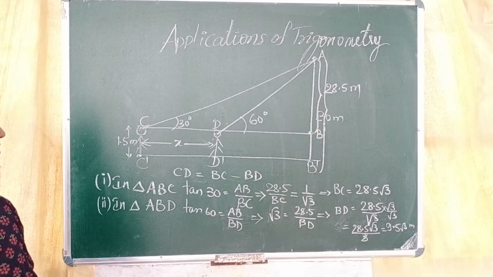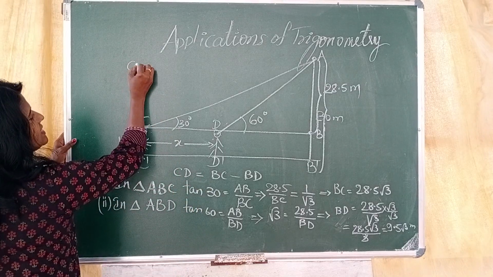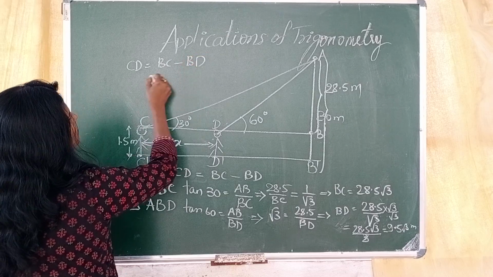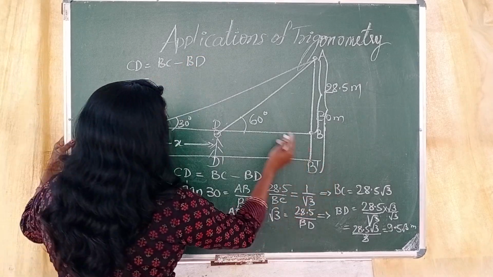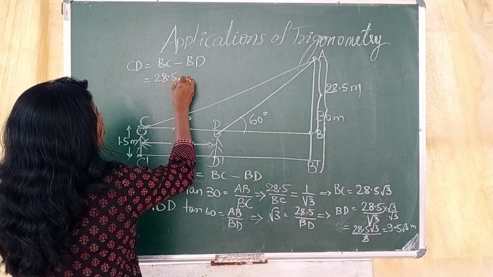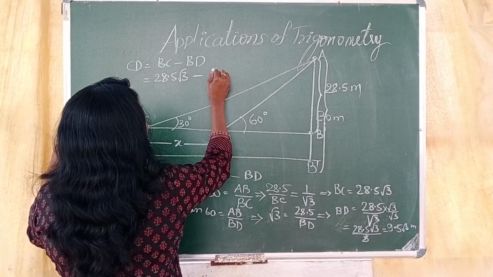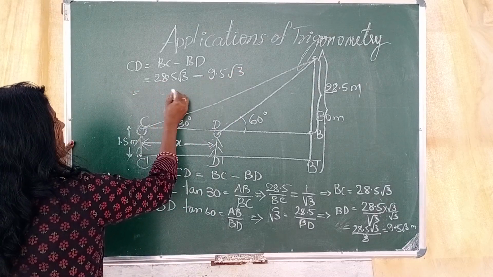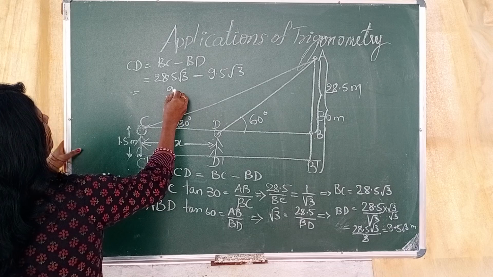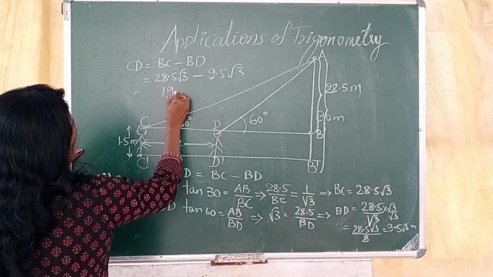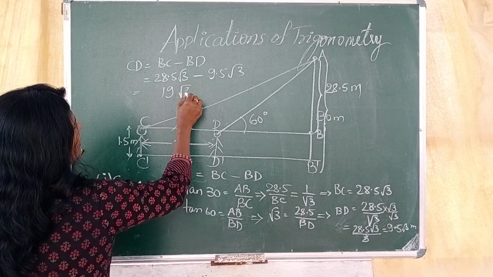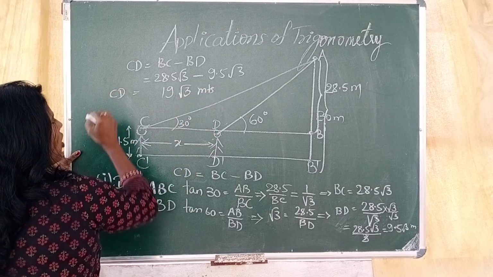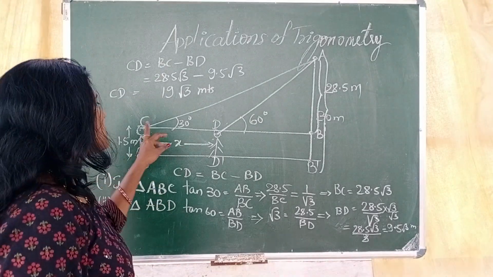9.5 root 3 meters. Now you can substitute in this: CD is equal to BC minus BD. Substitute BC value, that is 28.5 root 3 minus BD, which is 9.5 root 3. Therefore, 28.5 minus 9.5 is 19, and this is 19 root 3 meters, the distance traveled by the boy from the position C to D.